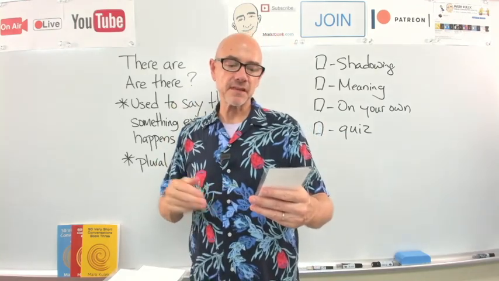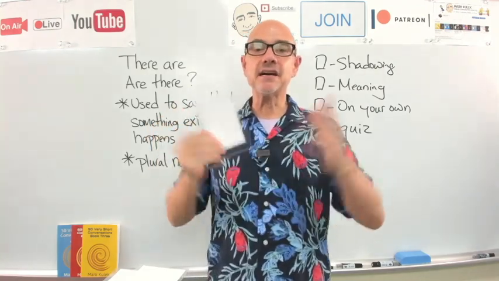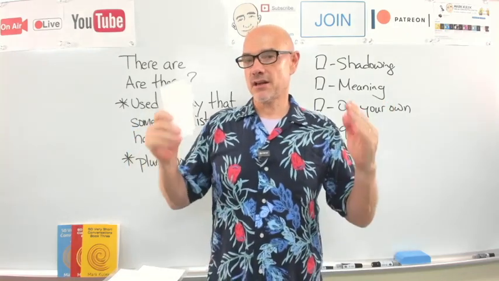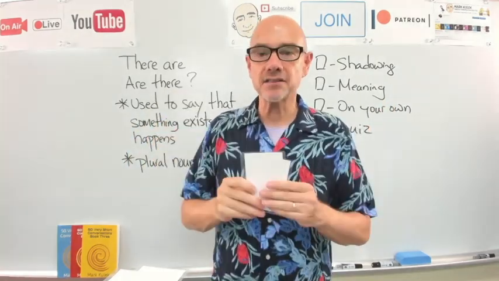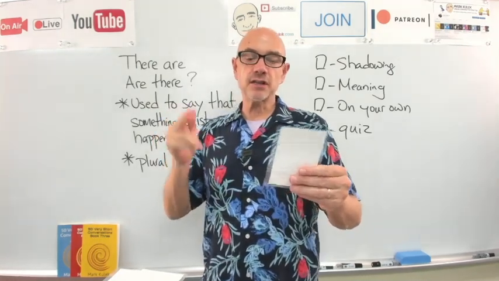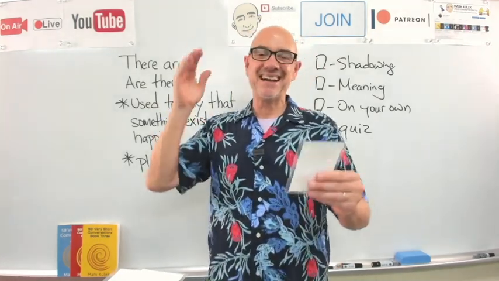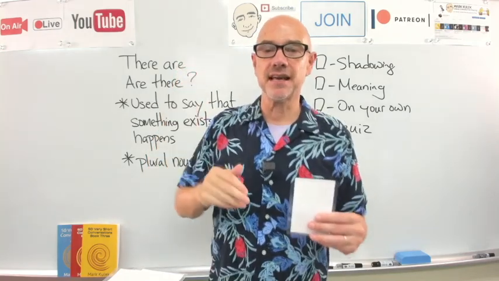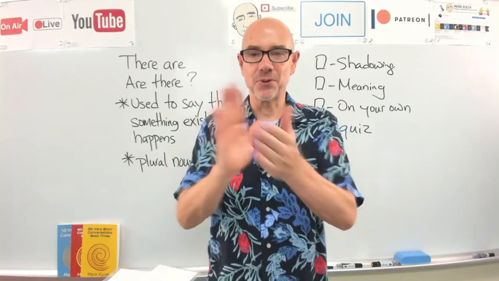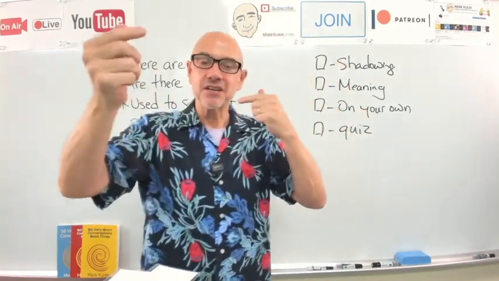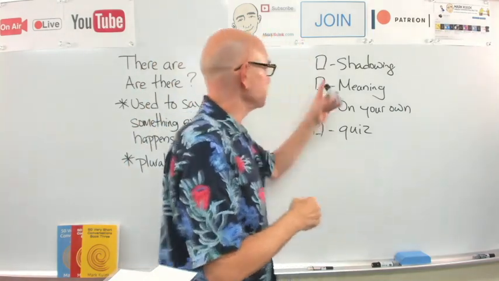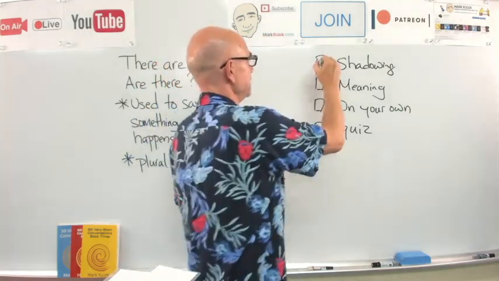Seven. There aren't any customers. Okay, card number eight, last card. There are cookies on the table. Okay, that was step one, shadowing. Were you speaking at the same time as I was? Okay, good. So let's check it off because we did it.